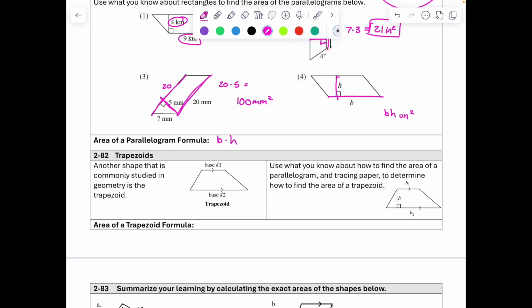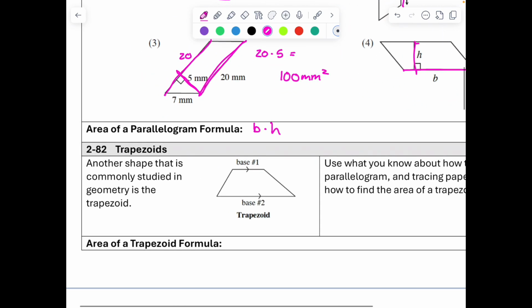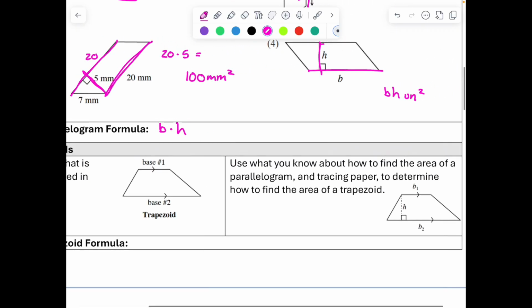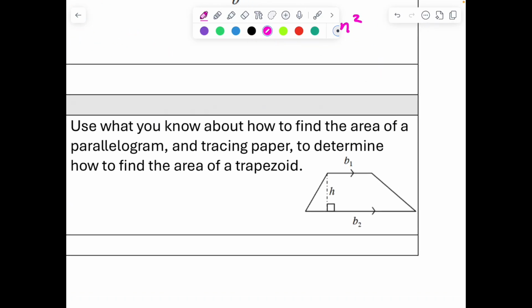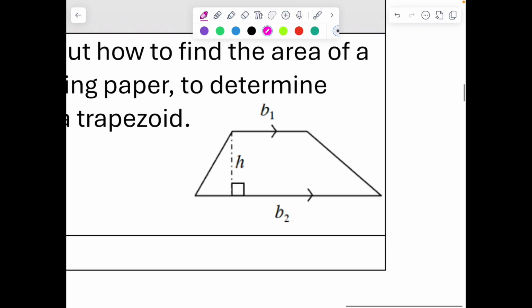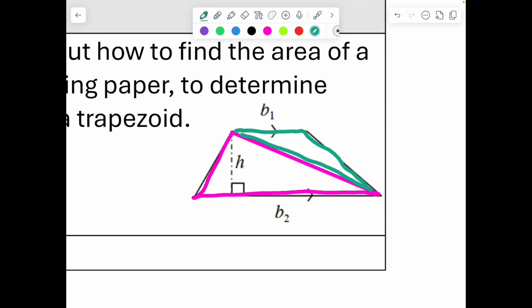Okay, so we have another shape called the trapezoid. Let's use what we know about how to find the area of a parallelogram and tracing paper to determine the area of a trapezoid. Here's what we could try doing. I am going to turn this trapezoid into 2 triangles. Okay, so we have this pink triangle here, and then this green triangle here.